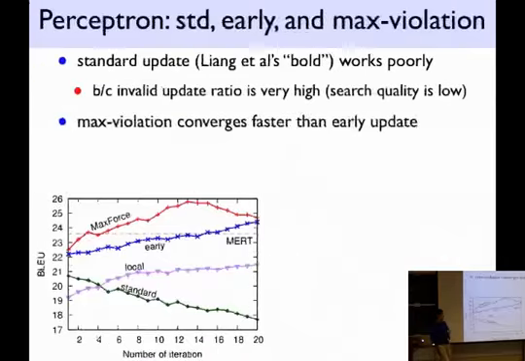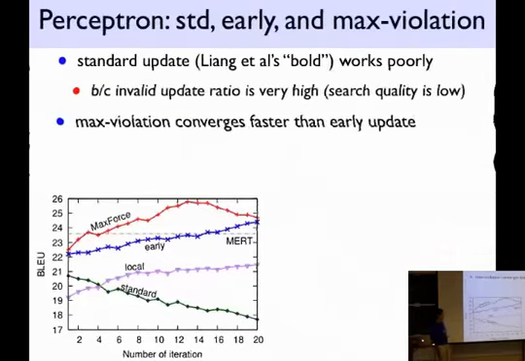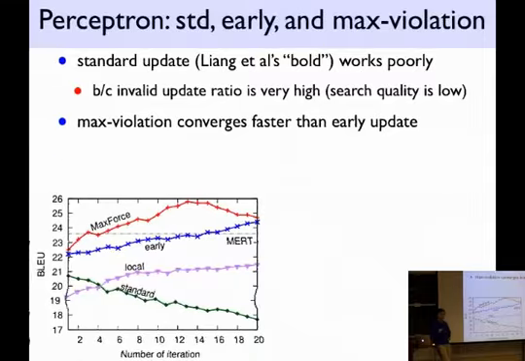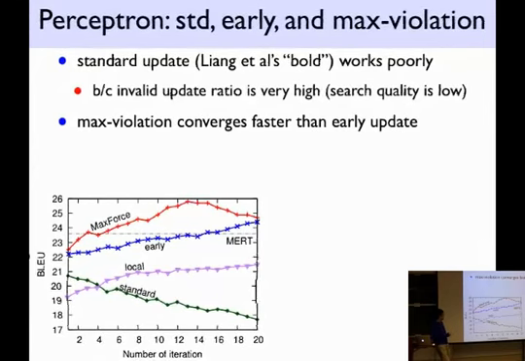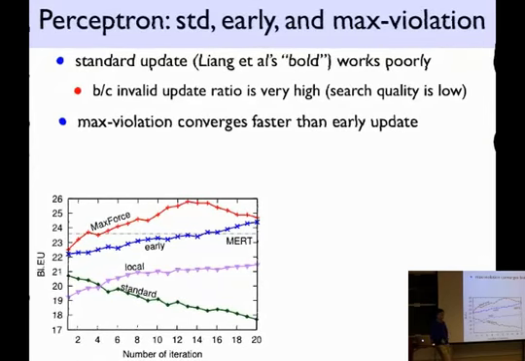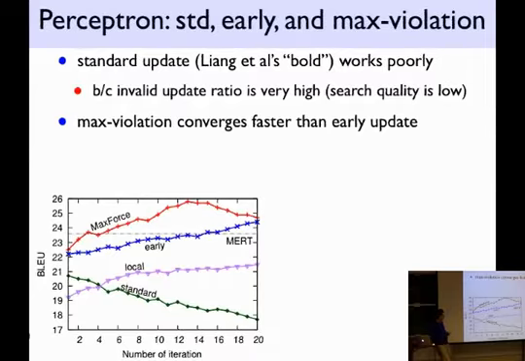Okay, so the next plot is probably the most interesting one. We compared four different learning methods: max violation, early update, local update, and standard update. Local update and standard update are found in Percy Liang's work 7 years ago. These two are new, okay? And we can see that standard update, first of all, doesn't work, right? Why doesn't it work? Because a lot of the updates are wrong updates, invalid updates. So we'll show you details about that.